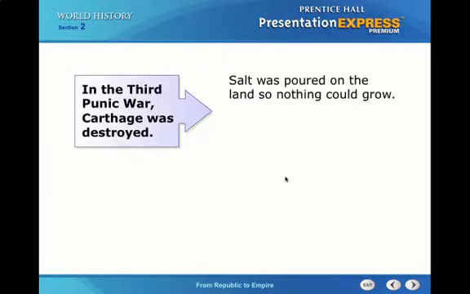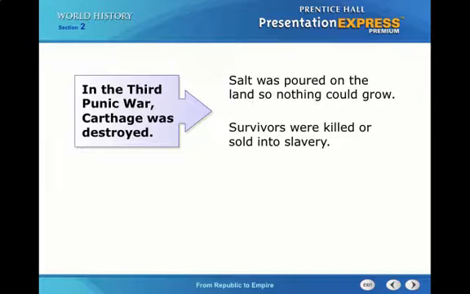Hannibal finally gets defeated. Now, one of the popular stories is that salt was poured into the land so nothing would grow. I haven't really seen much to prove that. As a matter of fact, this is one of those historically debated stories, whether it's urban legend or historical fact. Everything I've seen has shown that that simply isn't the truth.